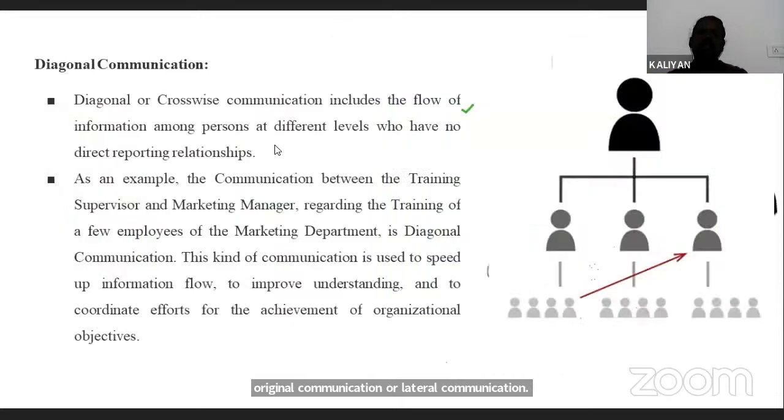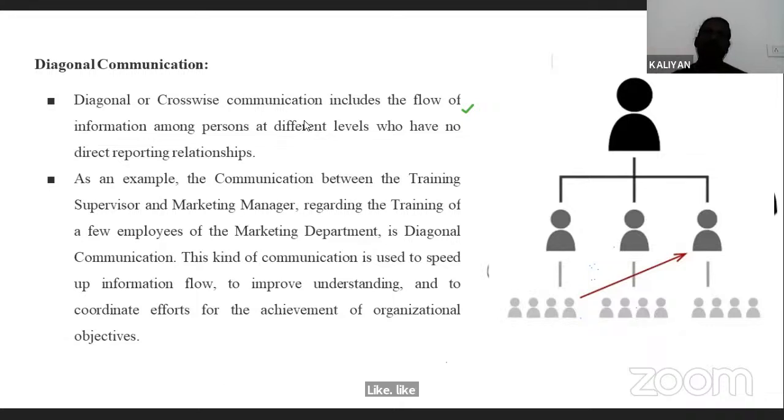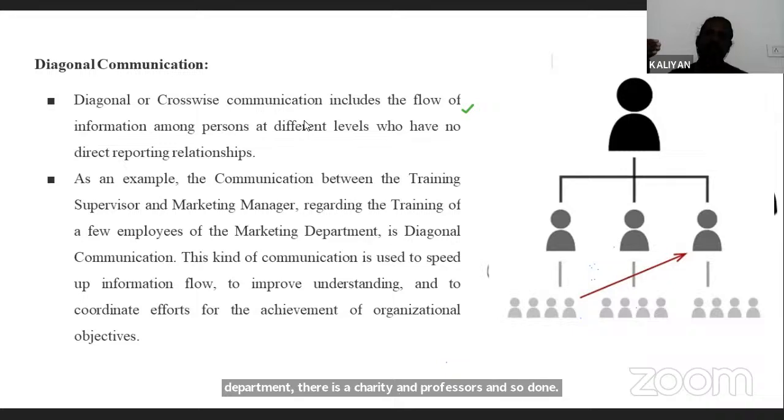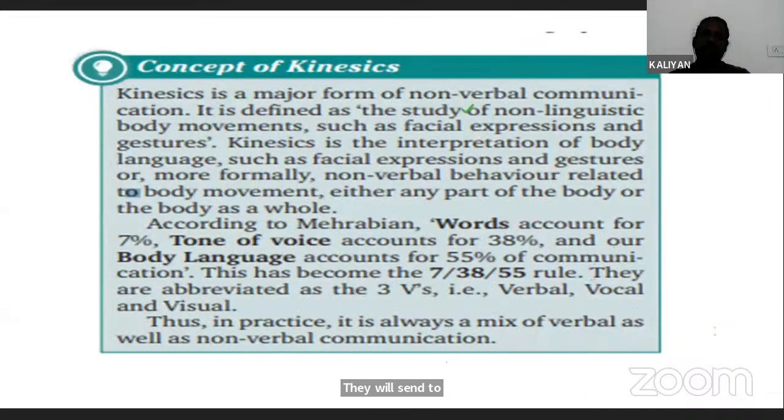Diagonal communication is crosswise communication. It is the flow of information among different levels who have no direct reporting relationship. For example, in a university in the sociology department there is a HOD, professors and students. A student doesn't complain directly to the VC, vice chancellor, or registrar. They will first complain to the head of the department, who will send it to the higher officer. So this is called diagonal communication.